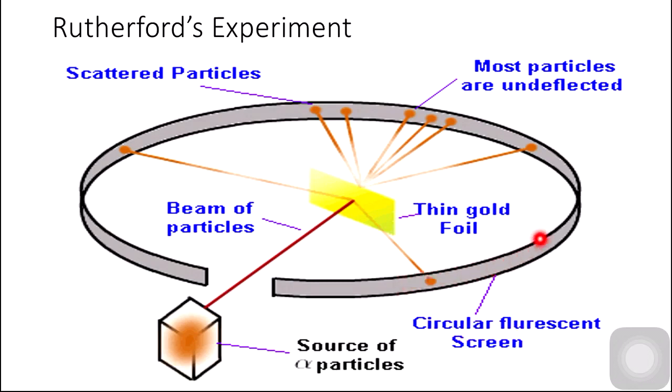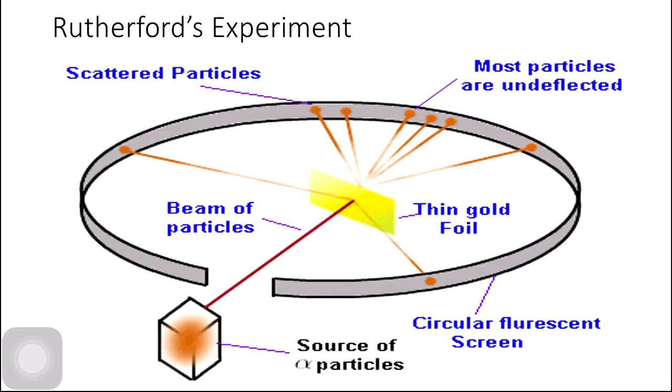This is the circular fluorescent screen. Here the word fluorescence means the thing which produces visible light. Rutherford used this screen as a detector of alpha particles. Okay students, now let's discuss how Rutherford performed his experiment.